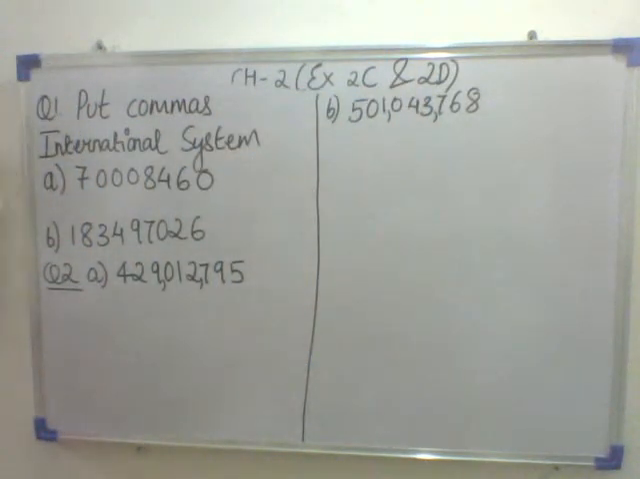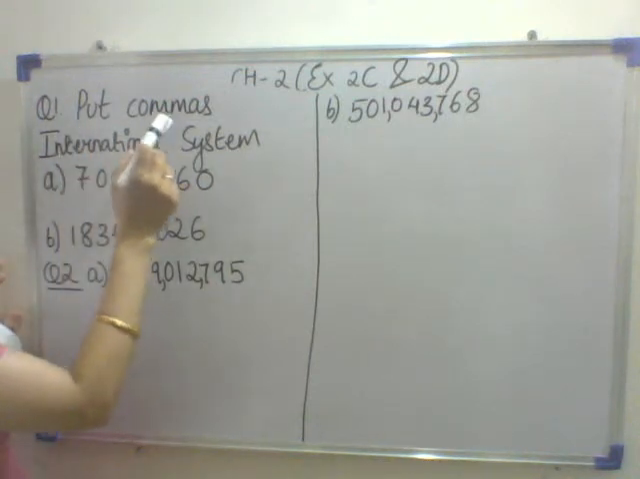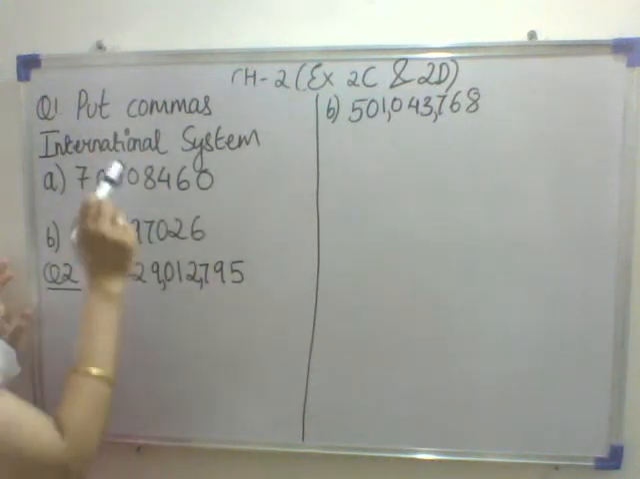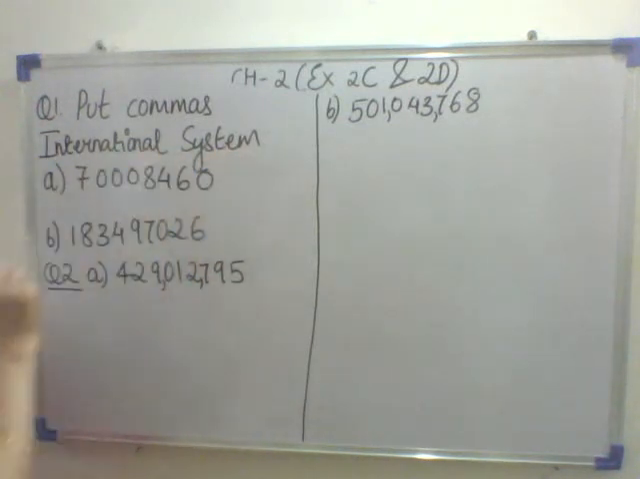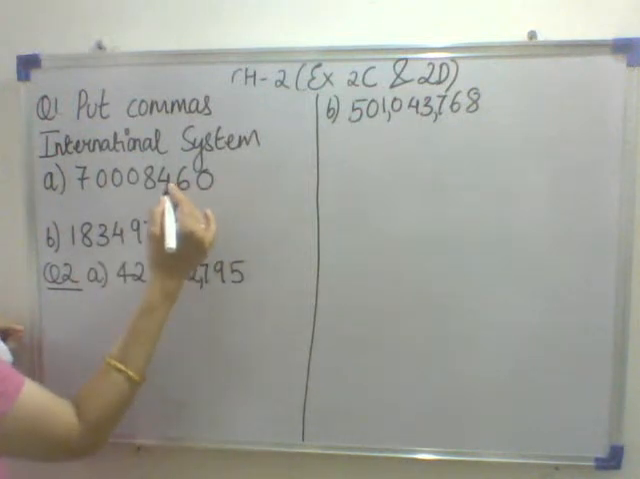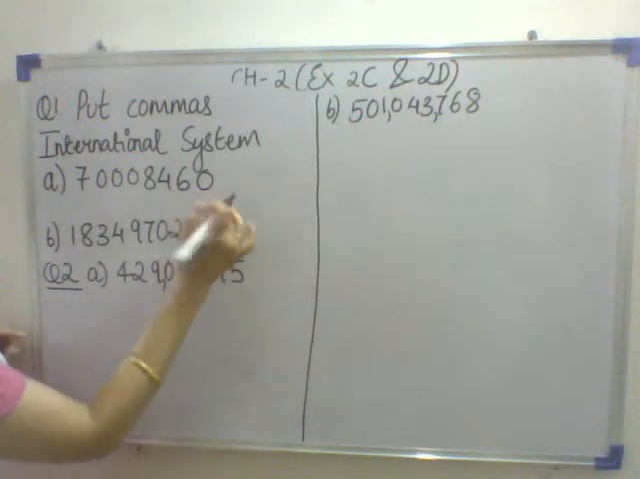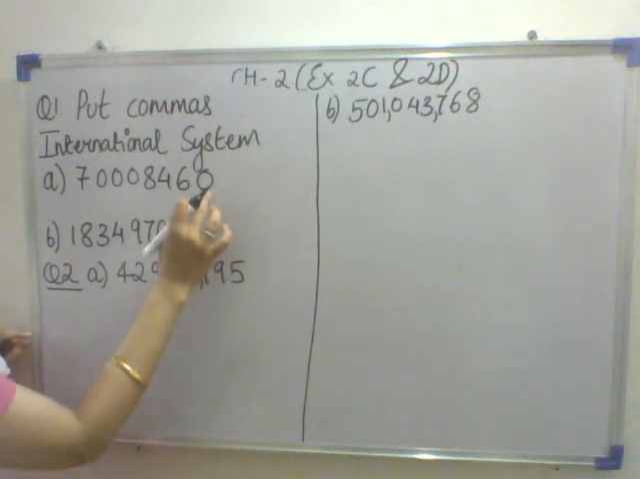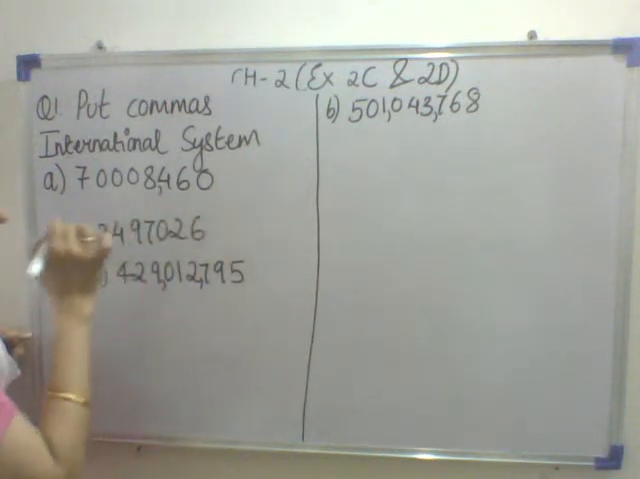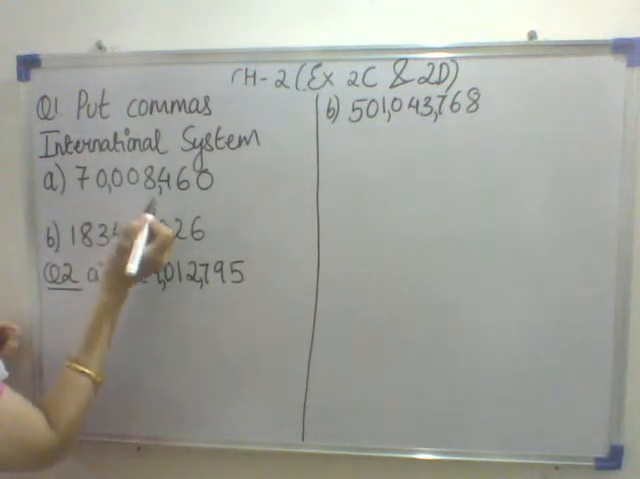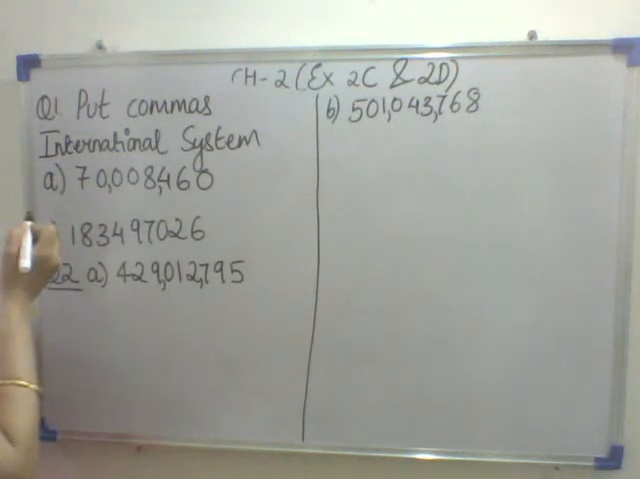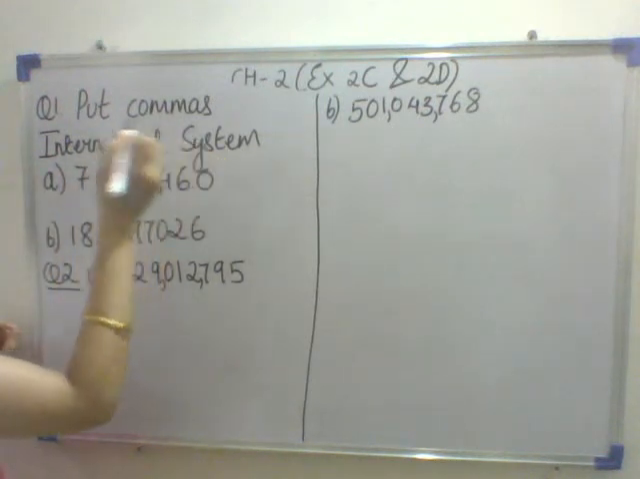Question number first. You have to put the commas and write the given number in the international system. So in the international system, how do we write a given number by putting commas? You have to start from the last digit of your number, count 3 digits, and put one comma. Again count 3 digits and put a comma. After every 3 digits, you have to put a comma in the international system.